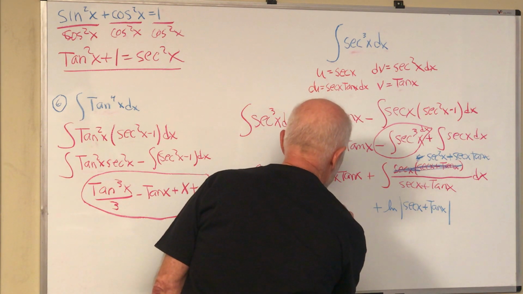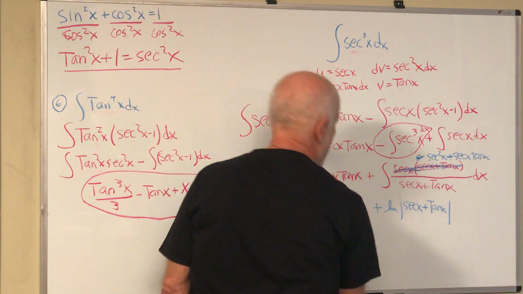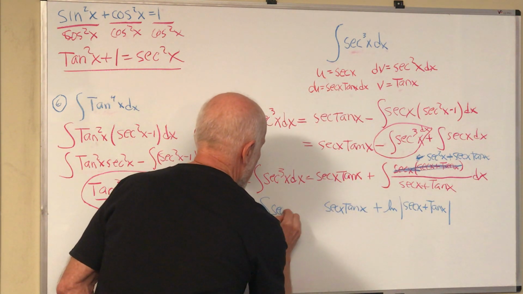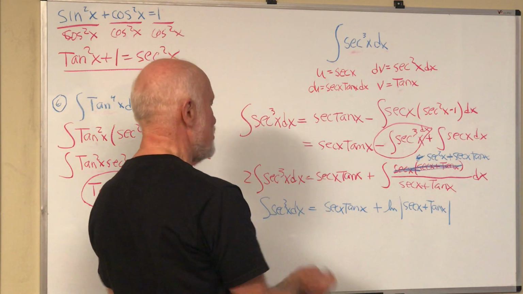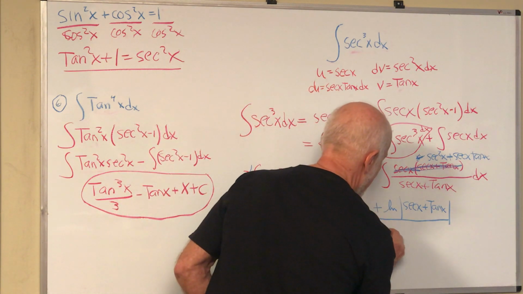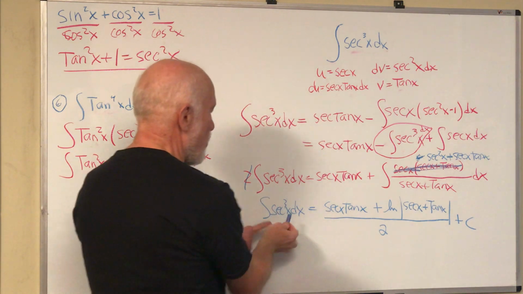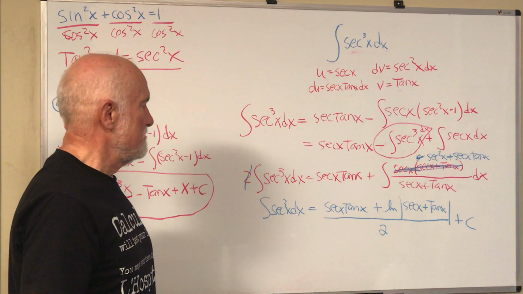And then this has always just been here. And the only thing you have to do to get one of these is to divide both sides by 2. You add your constant, and we have an answer for what the integral of secant cubed of x dx is.